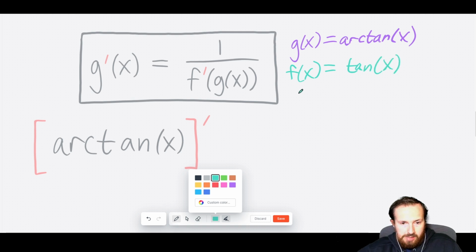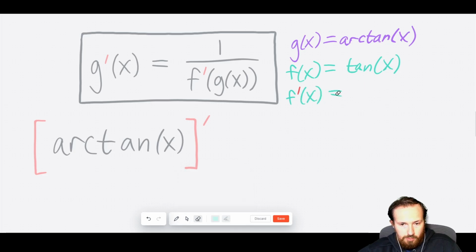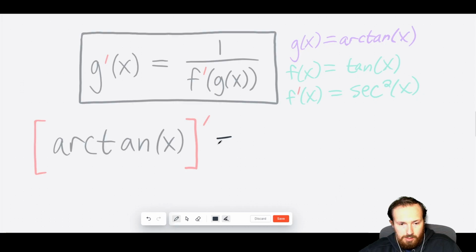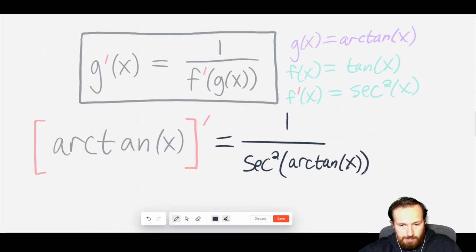And then we're going to say that f prime, the derivative of f, is going to be equal to, if you remember your trig derivatives, secant squared of x. And otherwise, we can do basically the same thing. So this thing will equal, think about it, 1 divided by f prime, so secant squared, evaluated at the inner function, or evaluated at g, which is just arctan of x.